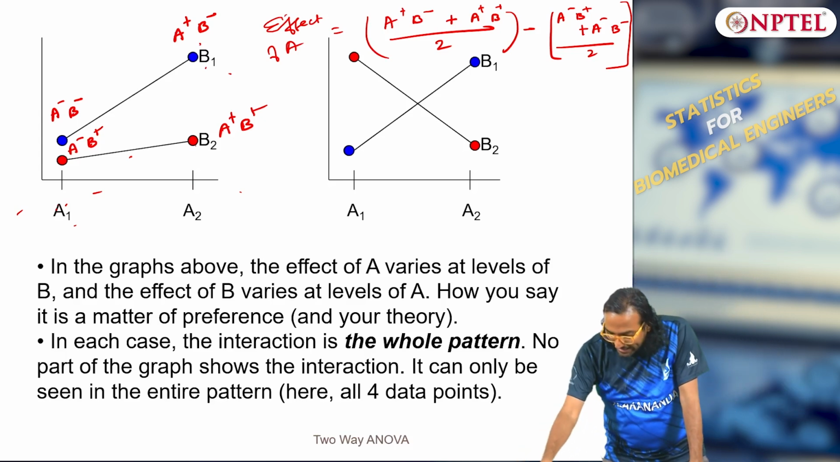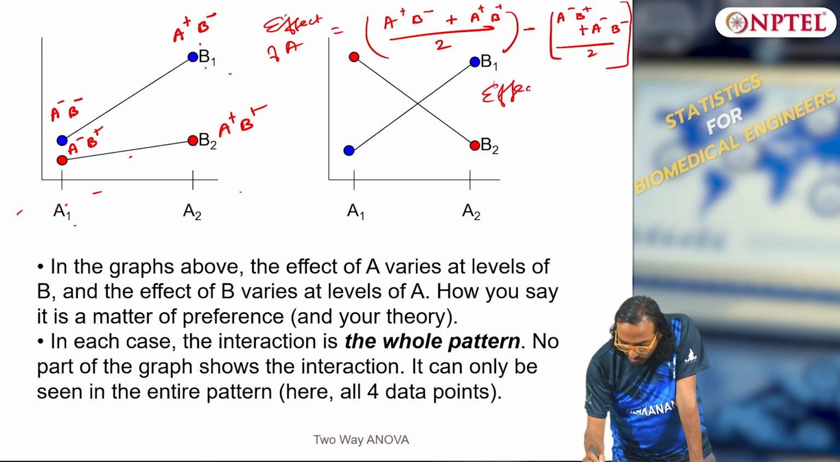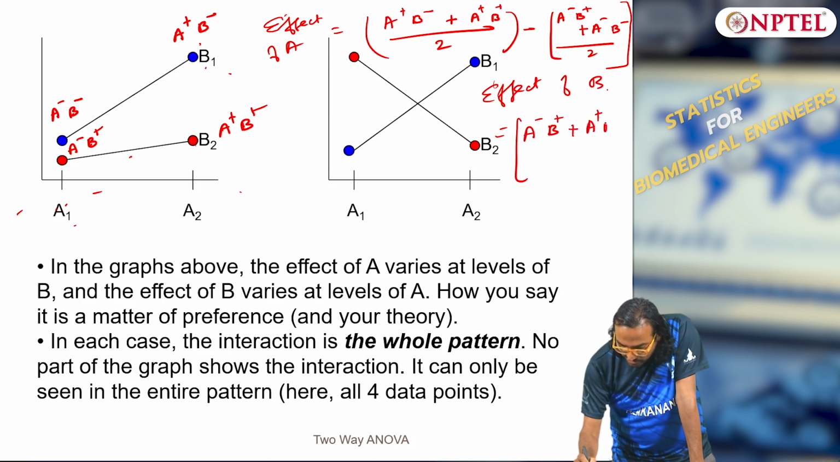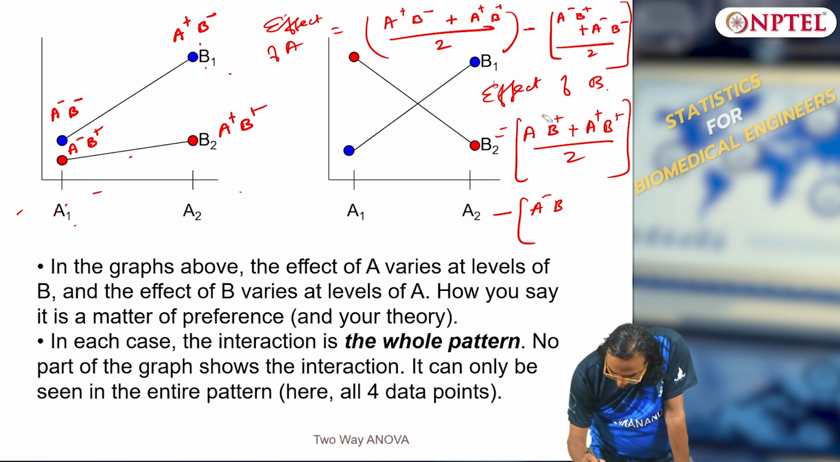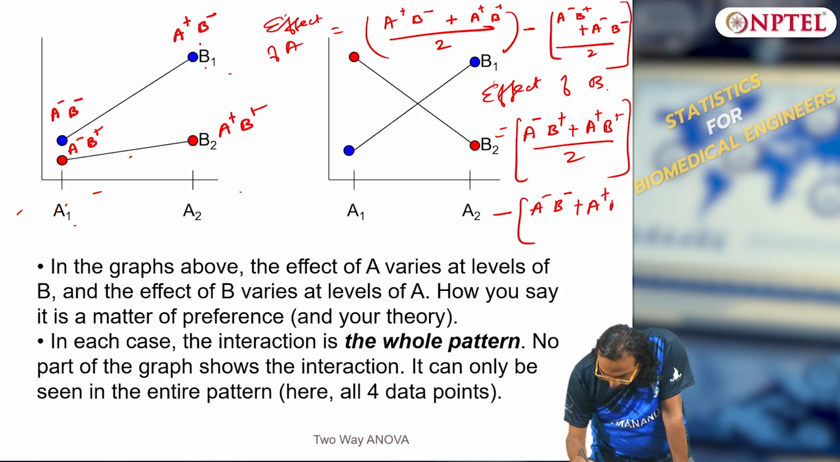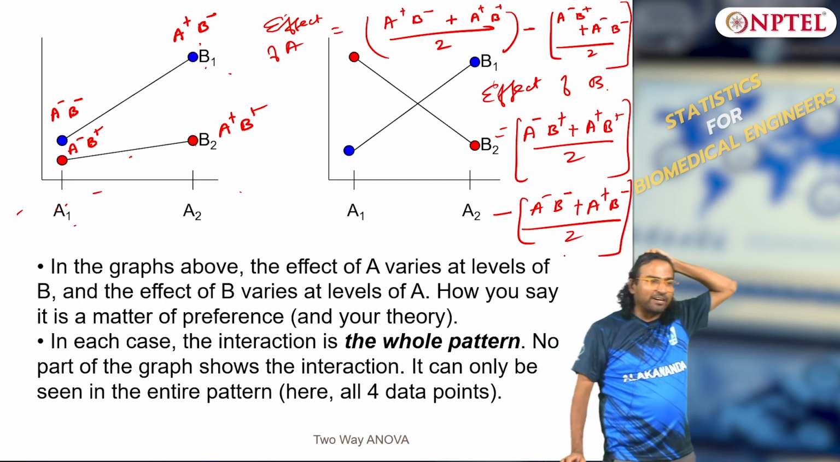What is the main effect of B here? How do I write the effect of B? A negative, B positive plus A positive, B positive, divided by 2, minus A negative, B negative. Sorry, this is wrong. It should be A positive, B negative. I am looking at the effect of A, right? Now A negative, B negative plus A positive, B negative, divided by 2, right. This is my effect of B.